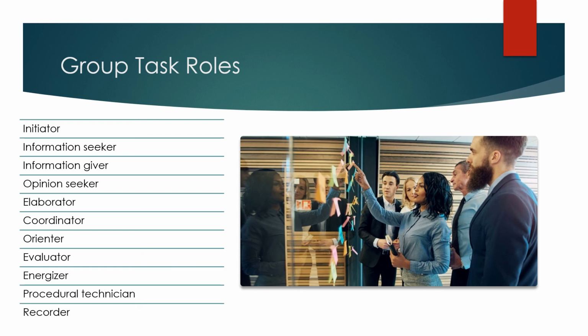There are 11 tasks each group performs. These tasks include initiator. This is the contributor who proposes group goals or redefines the problem. We have our information seeker, our information giver, opinion seeker, elaborator, coordinator, orienter, evaluator, energizer, procedural technician, who's the one that usually facilitates the group action by arranging the environment, and then our recorder. So each group is going to assign these tasks.